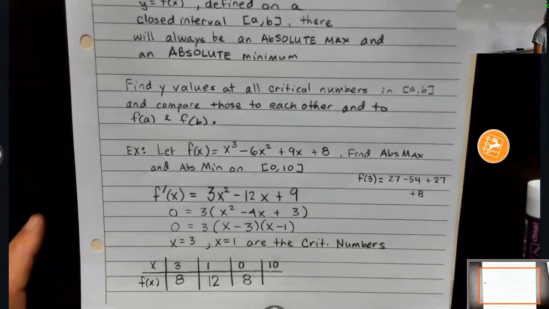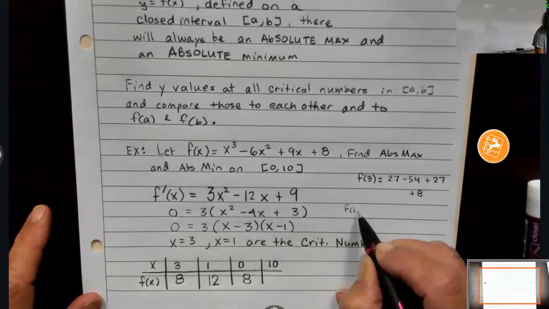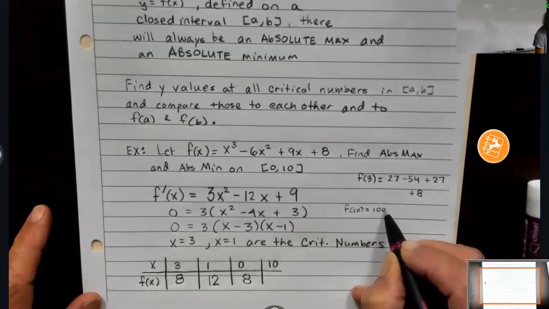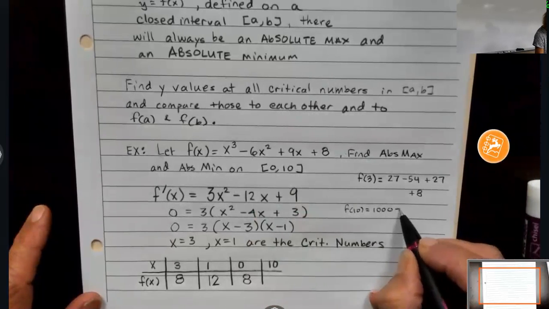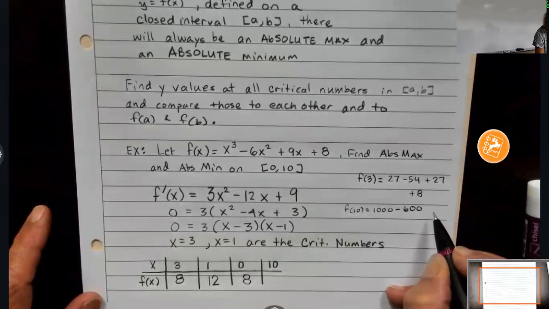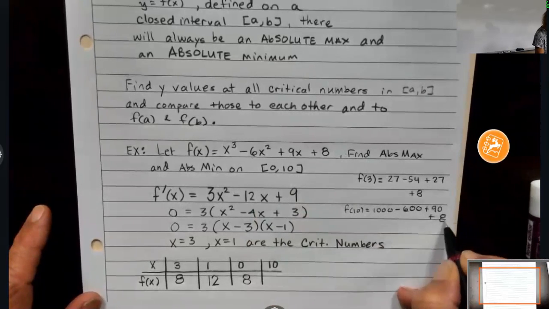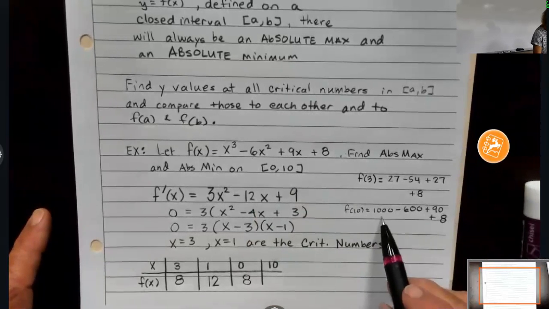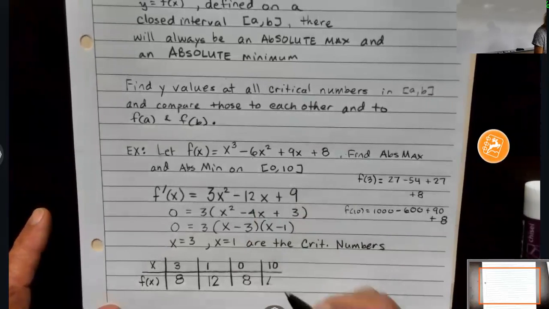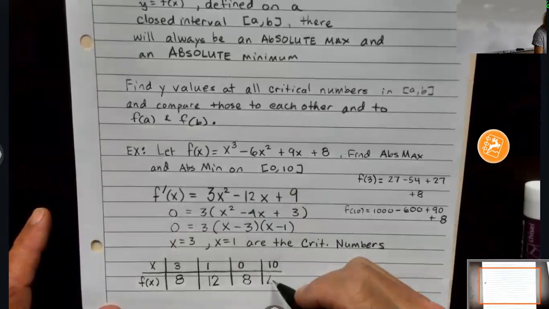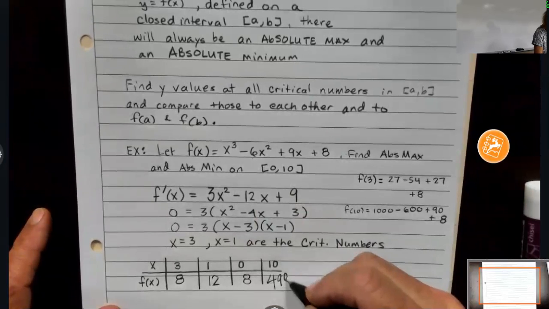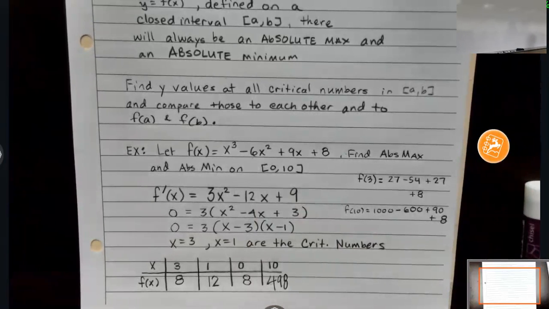And now f of 10. 10 cubed is 1,000. 10 squared is 100. Times 6 gives me 600. 9 times 10 is 90. And then plus that 8. So that's 498. I'm thinking 498 is the absolute maximum. And 8 is the absolute minimum.